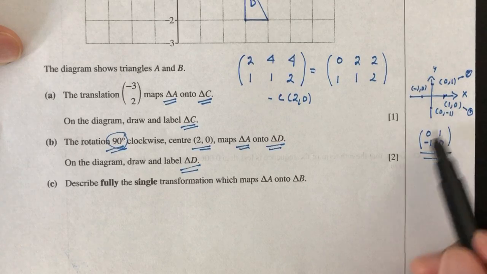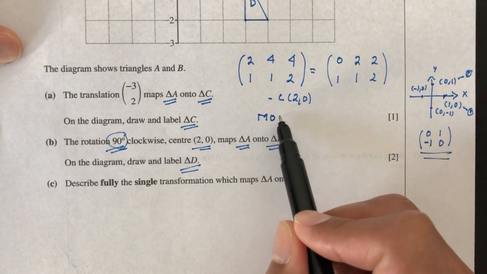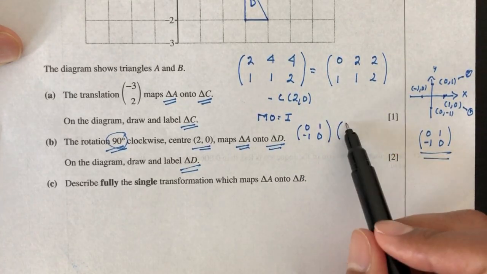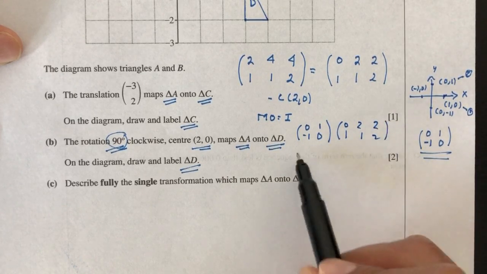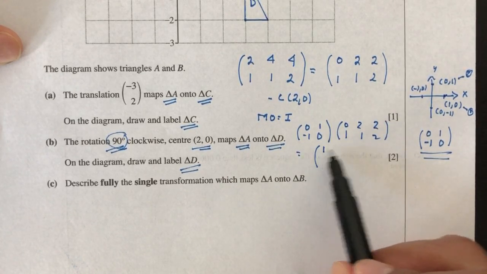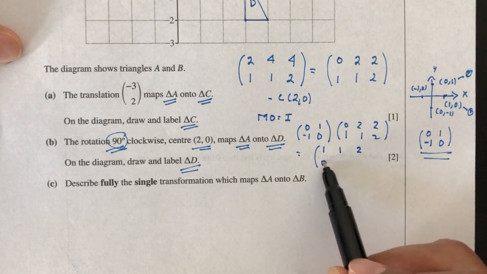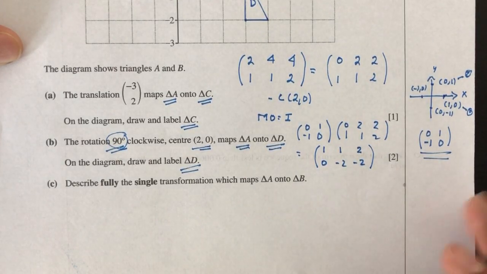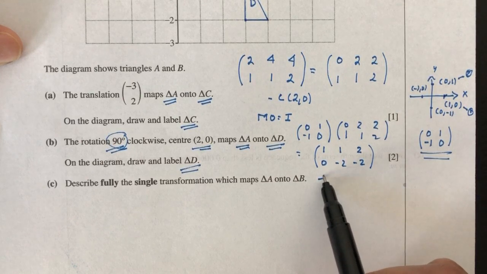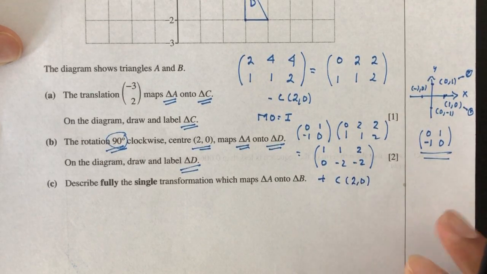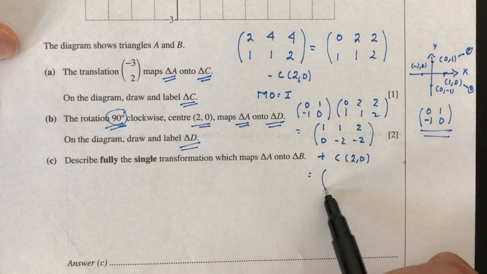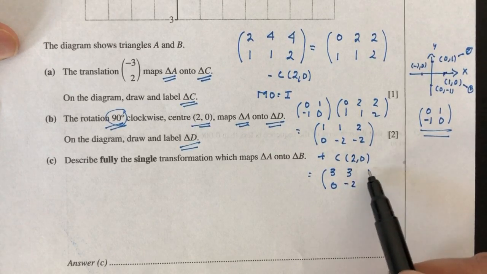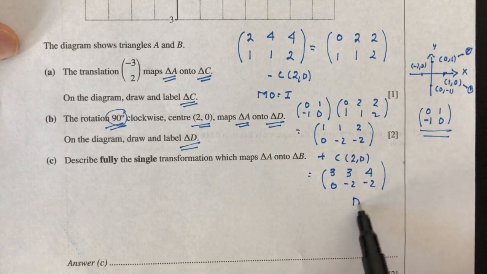Then if you want to use that, you have to use matrix times object equals image. So this matrix times this one, (0, 1; 2, 1; 2, 2), to find the image. That will be (1, 1, 2; 0, -2, -2). So now this is the image, but it's not over yet. Since we have removed the center, we have to add back the center to this question. So if you add back, that will be (3, 0), (3, -2) and (4, -2). So this is your point of triangle D.